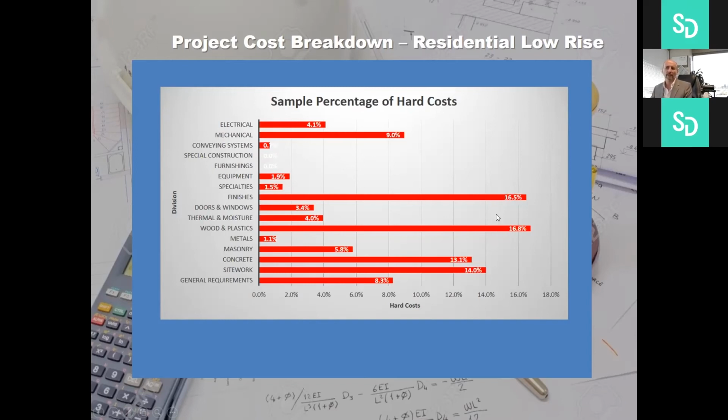So between those two trades alone, if you add mechanical and electrical, you're almost at half of your project costs in those trades. And then concrete and site works. Some concrete is higher because you're actually building basements or underground. But when it comes to the site works, that could be if you're doing site servicing or not. But I would generally focus developers on: know your wood and plastic numbers, know your finishes numbers, know your mechanical, electrical numbers, then you start to get a really good flavor of where your costs are going to go on your project.